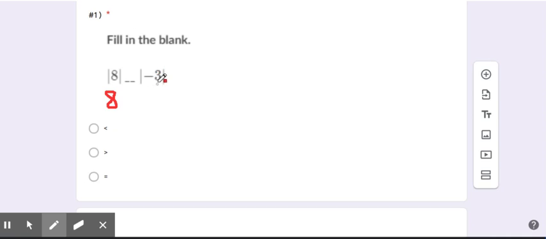What about on the right side? I have the absolute value of -3. How far is -3 away from 0? Well, it's 3 spaces, right? So the absolute value of -3 would be 3.